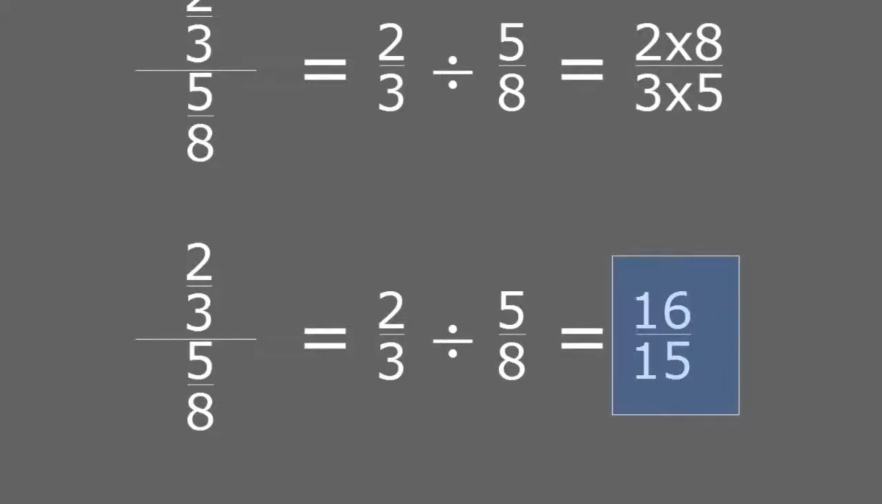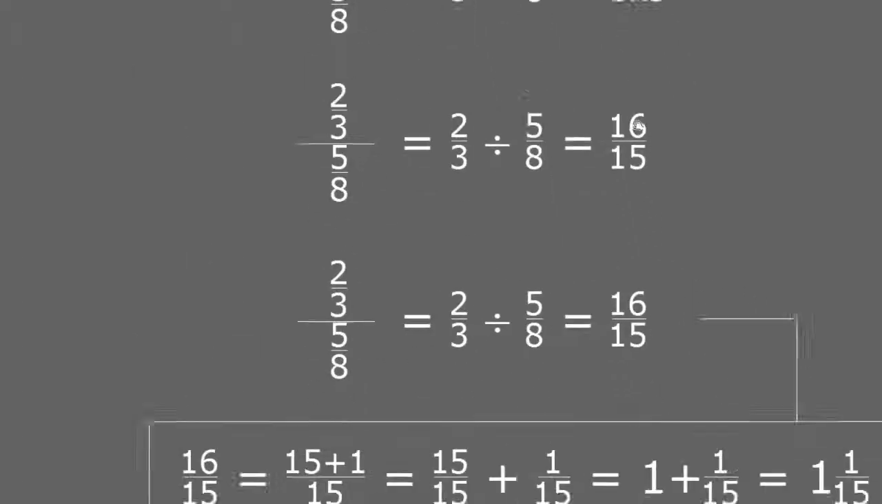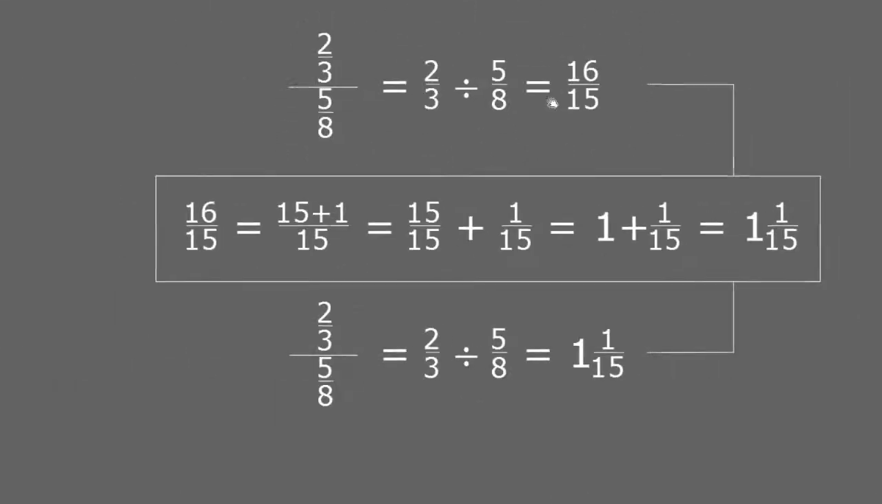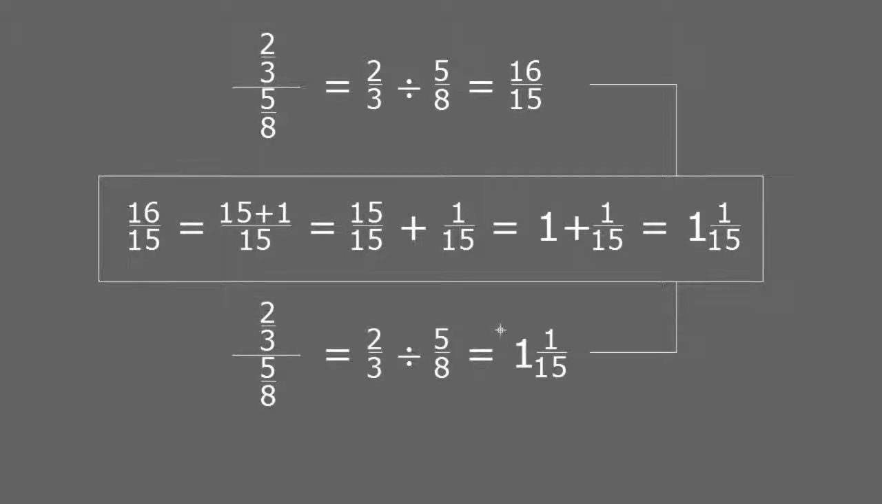16/15 is an improper fraction. Remember, an improper fraction is where the numerator is larger than the denominator. And I'm going to change that into a mixed fraction, sometimes called a mixed number, which is nothing more than an integer and a fraction together. So 16/15 becomes 1 and 1/15.